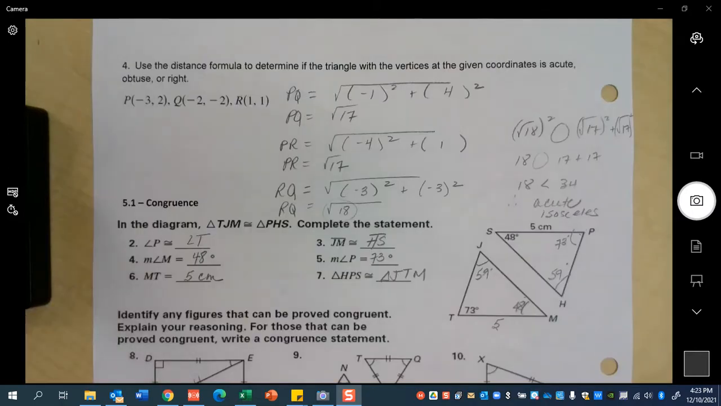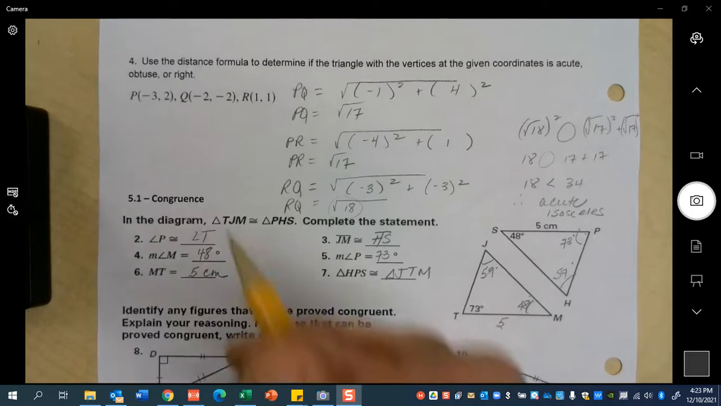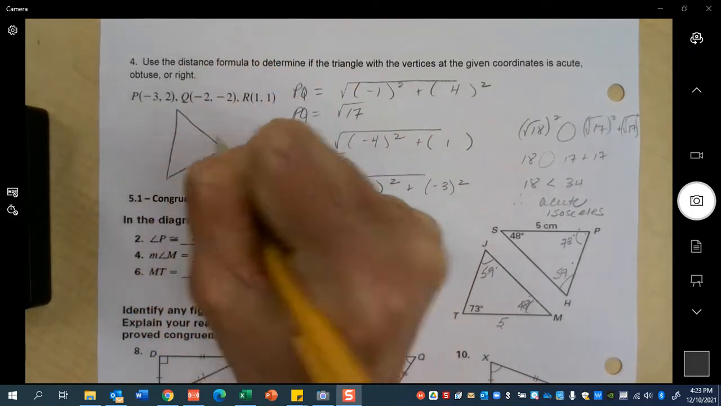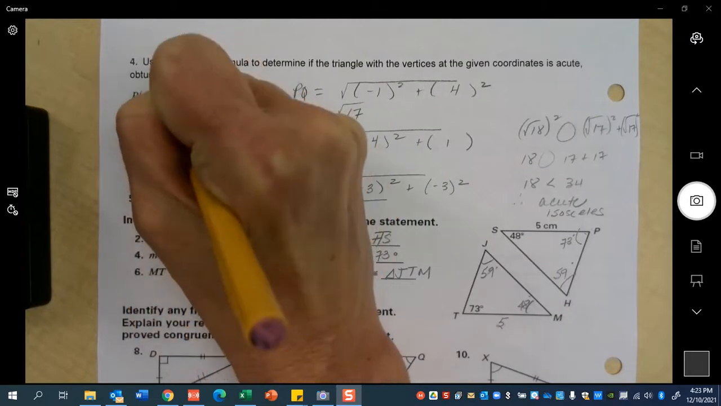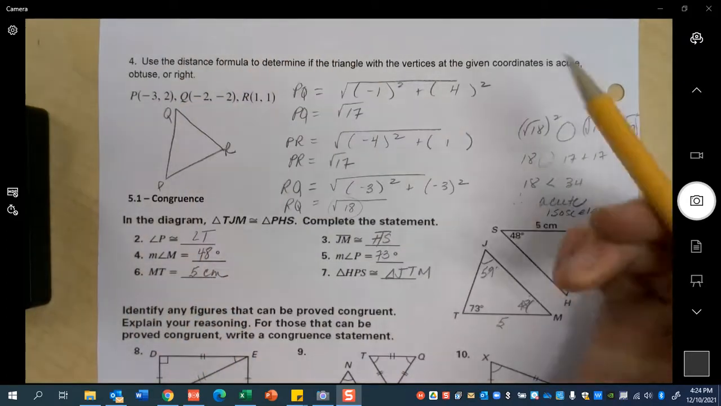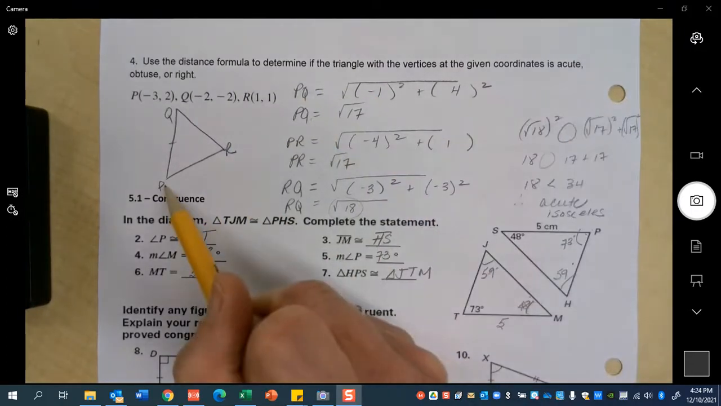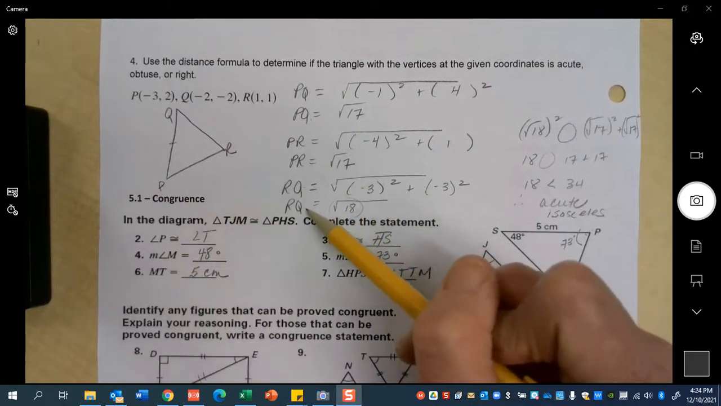All right, so for this one, we have to use the distance formula. And if it's easier for you, now I don't know the orientation, but I do know that my triangle is P and Q and R. So first I figured out PQ, then I figured out the distance from P to R, then I figured out the distance from R to Q.